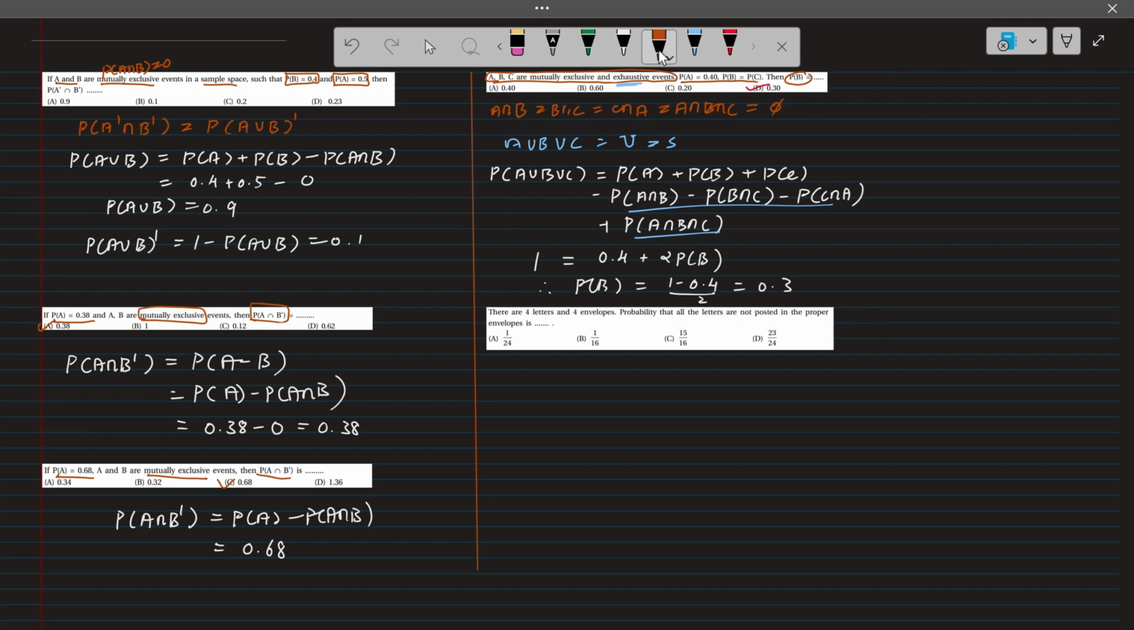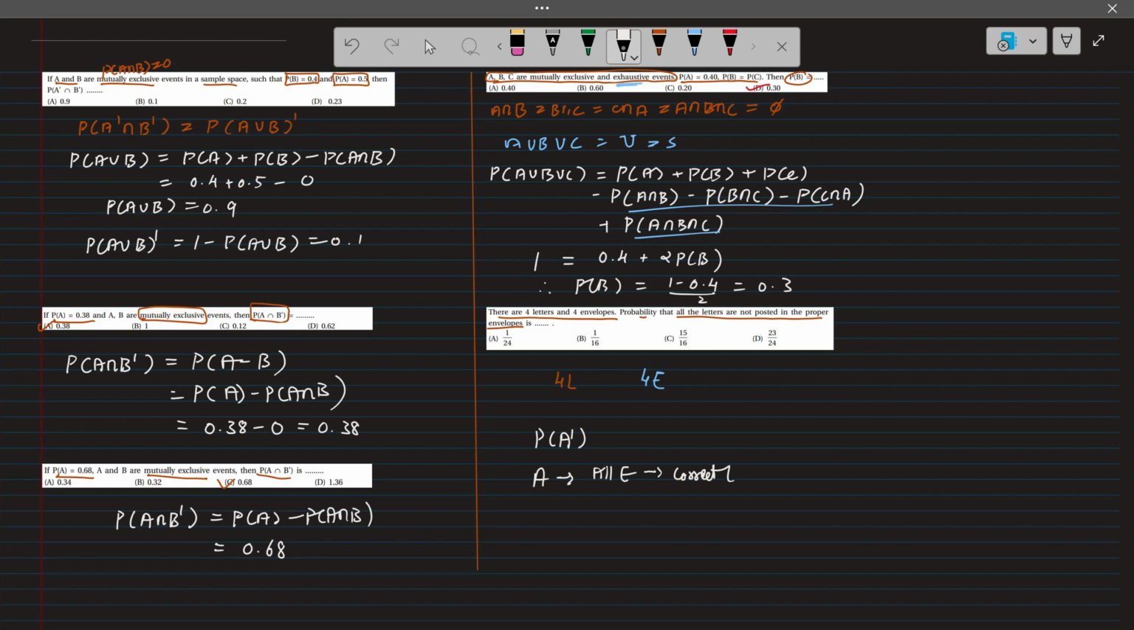Option D. Option B. There are 4 letters and 4 envelopes. We need the probability that all the letters are not posted in the proper envelope. Here basically we have to find P of A dash, where A is an event such that all the envelopes get the correct letters.